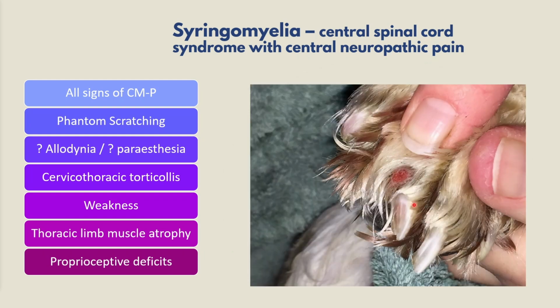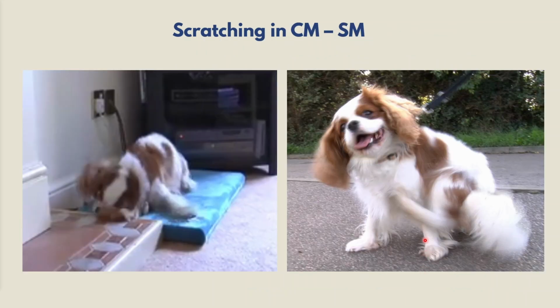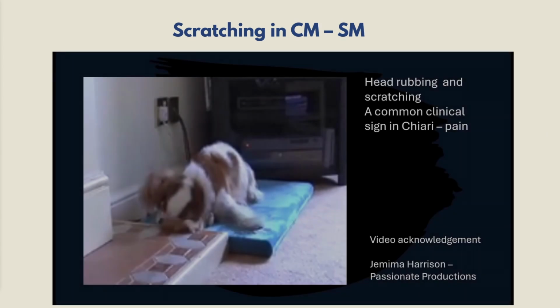That weakness may result in a tendency to scuff those limbs, and they can also scuff them because of proprioceptive deficits. Now I wanted to go back to the scratching here because this is very important, and it's something that people get very confused about, that there are two types of scratching in syringomyelia. There's the scratching associated with head pain or rubbing associated with head pain, and the phantom scratching, which looks very different.